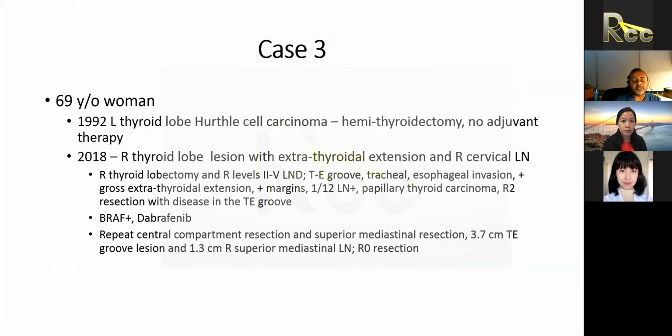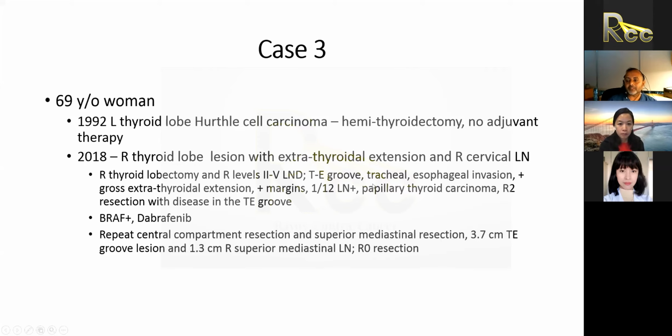And so here you can see this patient relapsed well into the second decade of their cancer, after their initial cancer, where this patient relapsed with a separate thyroid cancer, so now a right thyroid lobe cancer, where this cancer was a papillary thyroid cancer. And so this patient on imaging had extrathyroidal extension and right cervical adenopathy. This patient underwent a right thyroid lobectomy and a right neck dissection of levels 2 to 5.